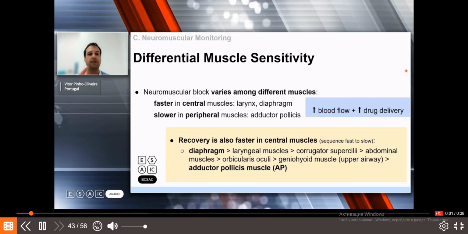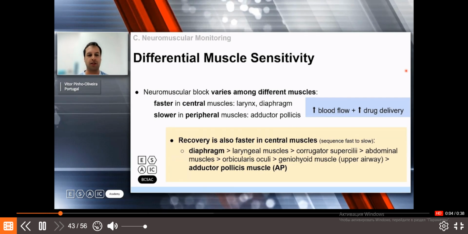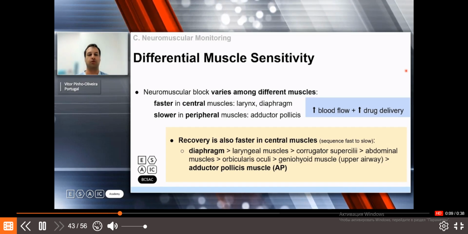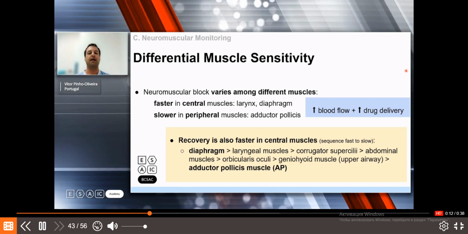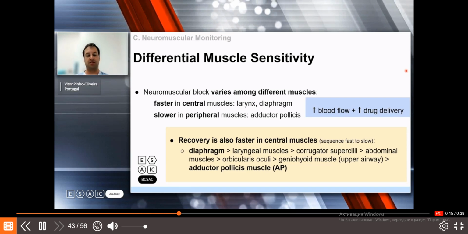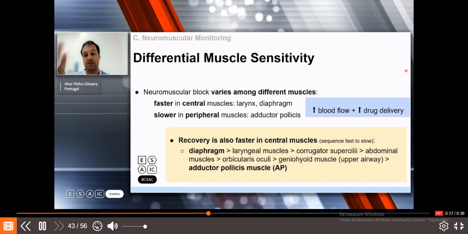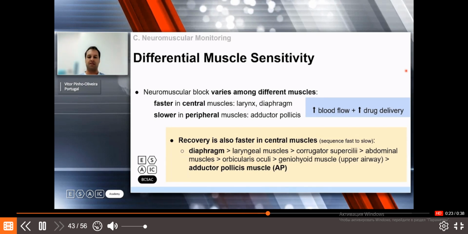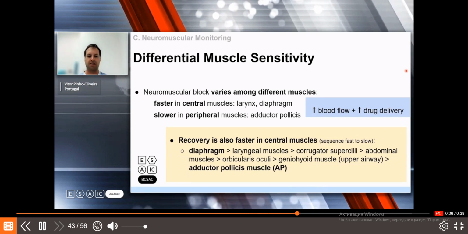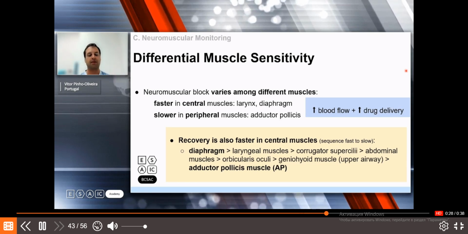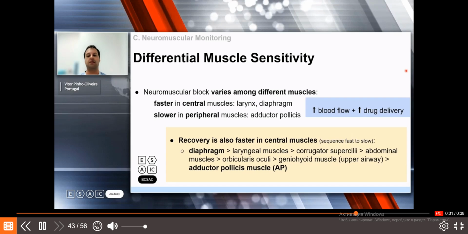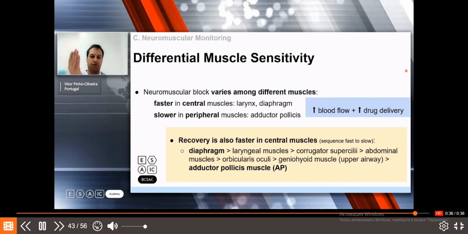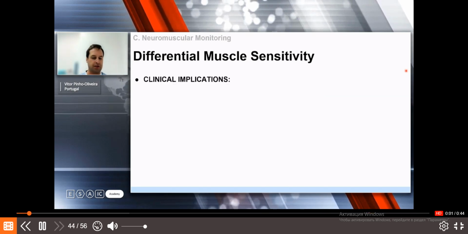Just a little note on the differential muscle sensitivity to the blockade. The central muscles, the larynx and the diaphragm, are faster to be blocked, and the peripheral muscles are slower. This is related to the increased blood flow and increased delivery to these muscles. But recovery is also faster in central muscles than in peripheral muscles. So the order of increasing sensitivity, the fastest is the diaphragm, laryngeal muscles, corrugator, abdominal, all the way down to the adductor, the most peripheral muscle. So why is this important in clinical settings?